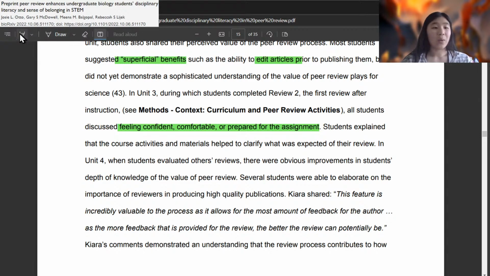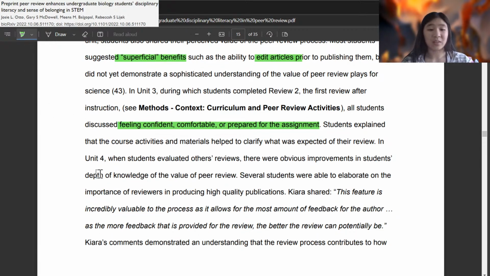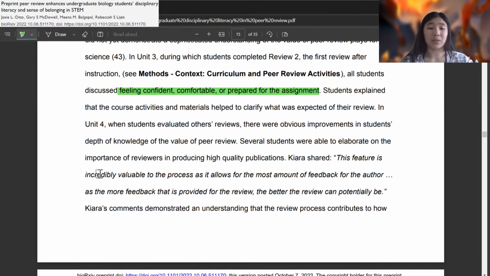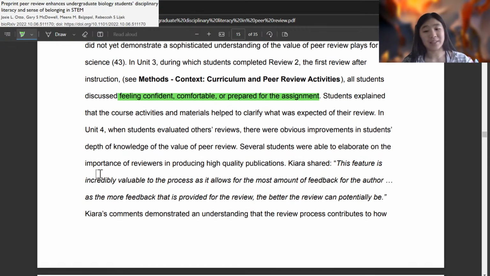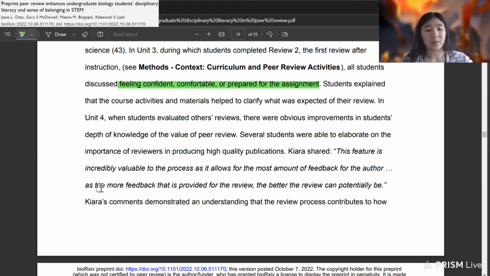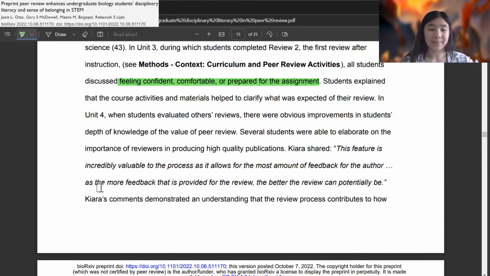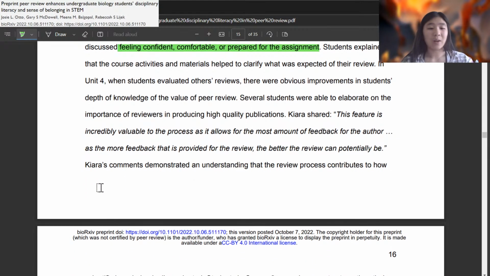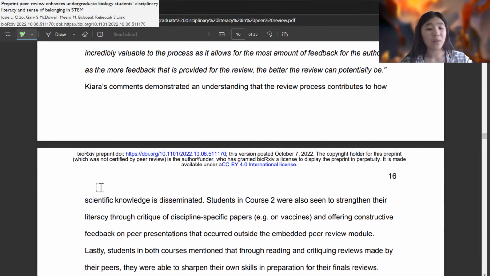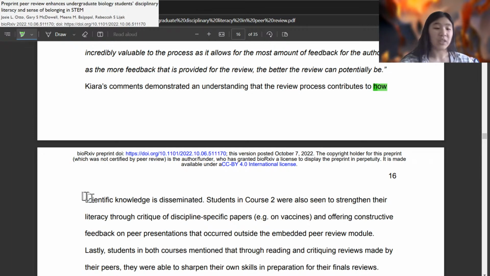In Unit 4, when students evaluated others' reviews, there were obvious improvements in students' depth of knowledge of the value of peer review. Several students were able to elaborate on the importance of reviewers in producing high-quality publications. Chiara shared, this feature is incredibly valuable to the process as it allows for the most amount of feedback for the author, as the more feedback that is provided for the review, the better the review can potentially be. Chiara's comments demonstrated an understanding that the review process contributes to how scientific knowledge is disseminated or shared.